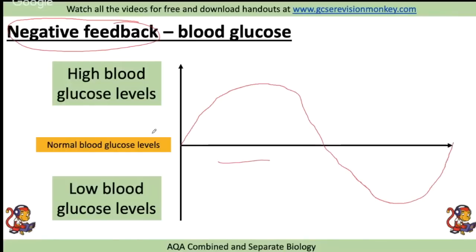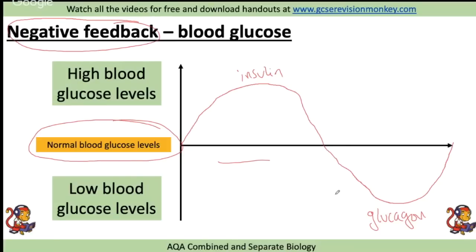So it's very difficult to keep, for example, your blood glucose levels exactly normal all of the time. So it will go a little bit high, and then the hormone insulin will bring it back down again. But it then might go a little bit low. And another hormone that you need to be aware of is glucagon, which will then cause that to rise again. They could well say to you, give an example of a negative feedback cycle in the body. So if you want to remember one, you could remember the insulin and glucagon one.